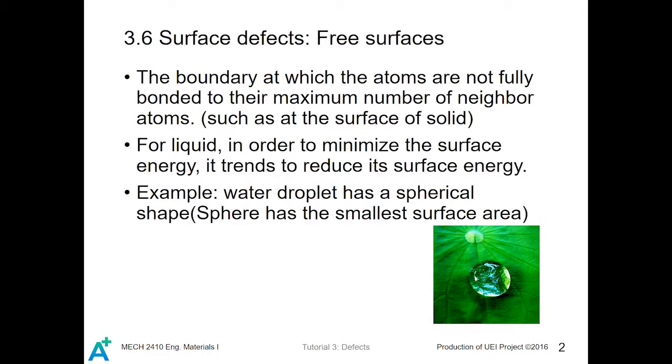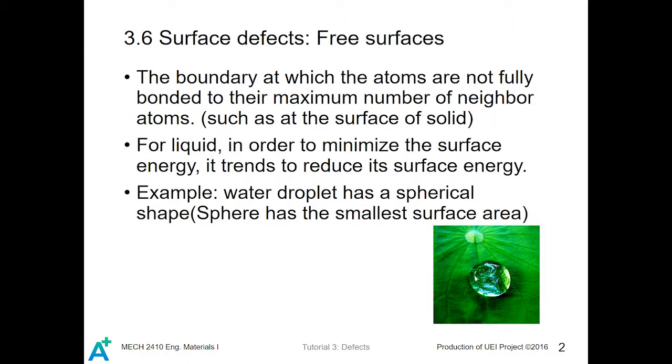Free surface is defined as the boundary at which the atoms are not fully bonded to their maximum number of neighbor atoms, such as at the surface of solids. And there is quite an example in nature. For liquid, in order to reduce its surface energy, it tends to have a shape of sphere. For example, water droplets have a spherical shape, as spheres have a smaller surface area.